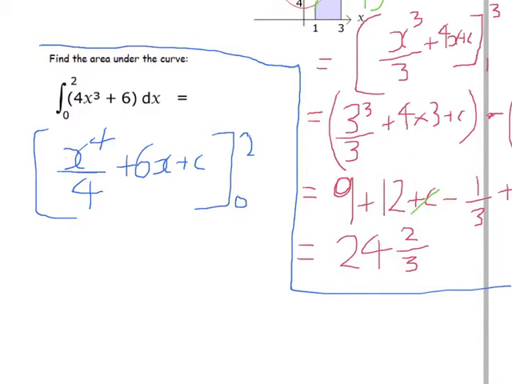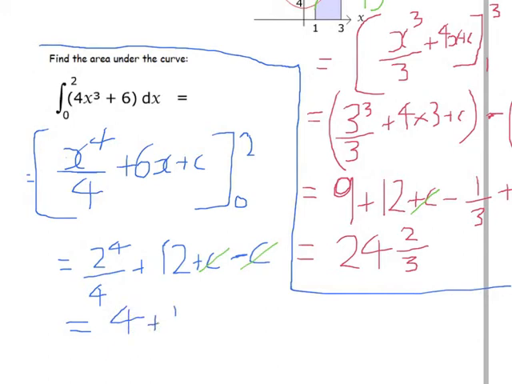Next thing, substituting the 2. So 2 to the power of 4 divided by 4 plus 6 times 2, which is 12, plus c. Now, 0 to the power of 4 is 0, divided by 4 is 0, and 6 times 0 is 0, so we're just going to have the minus c. The two c's cancel each other out again, and we just need to sort out the other bit. So, 2 to the power of 4, well that's 16, divided by 4 is 4, plus 12, so our final answer is equal to 16.